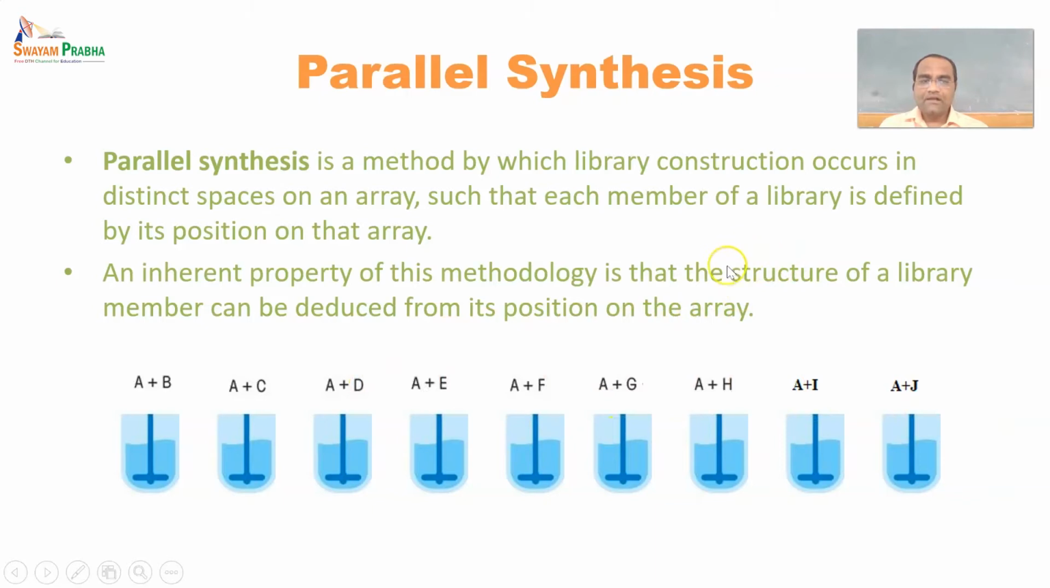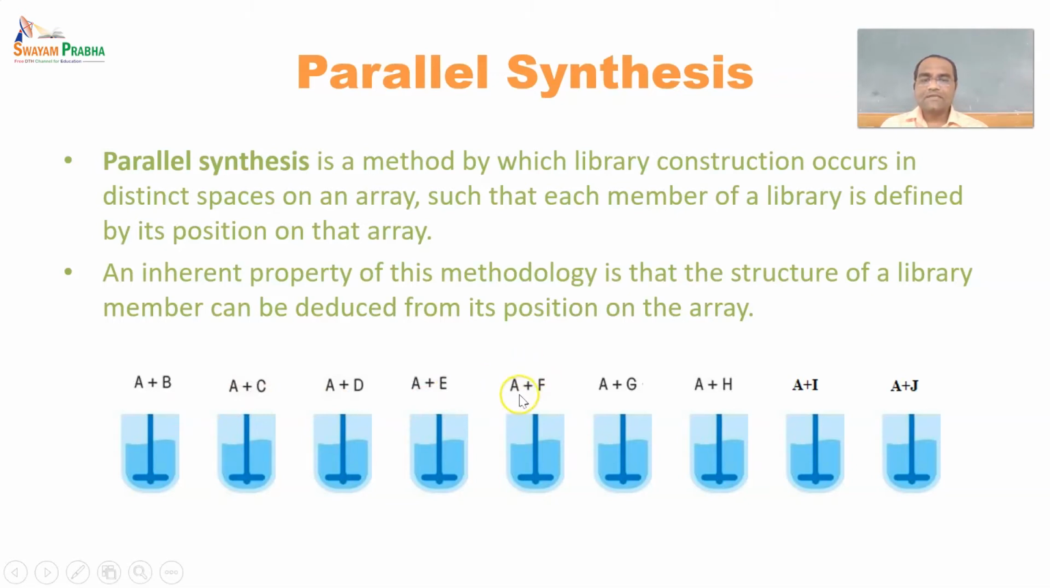And also it is easy to deduce the structure of a compound that has been prepared from its position on the array. This is because we know the structure of A and we also know the structure of B. Once they combine, we can easily identify what kind of structure it might be.